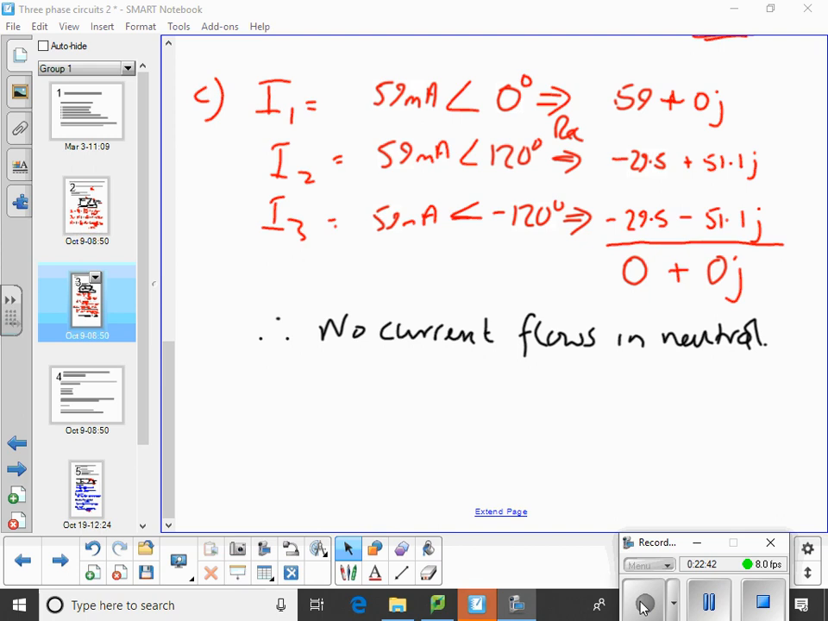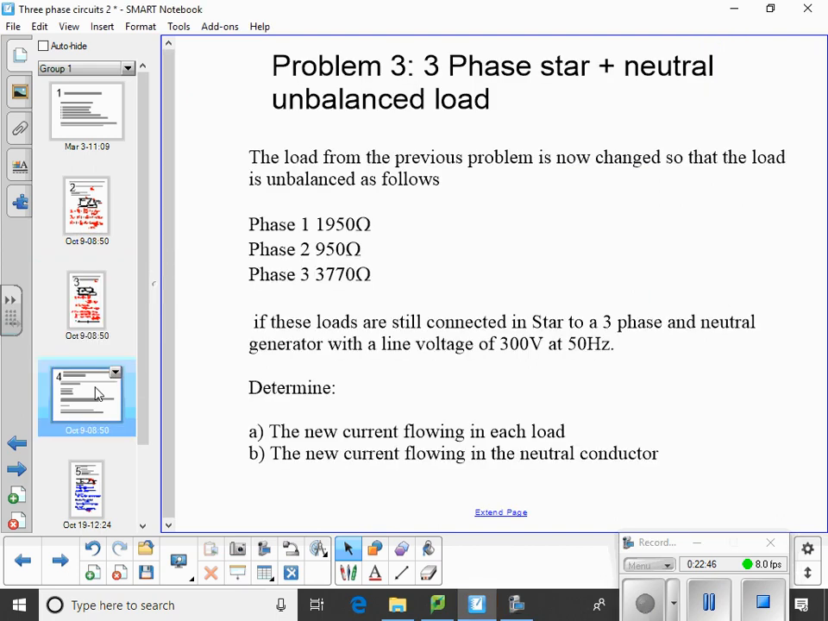So, while I go and set up the load to be star connected, have a go at an unbalanced load problem. The load from the previous problem has now changed, so we've got unbalanced. We'll have 1950 ohms on the first phase, the red, the top one, and then 950 on the yellow, and 3770 on the blue. If these loads are still connected in star to a three-phase and neutral generator with a line voltage of 200 volts at 50 hertz, determine the new current flowing in each load, and the new current flowing in the neutral conductor.